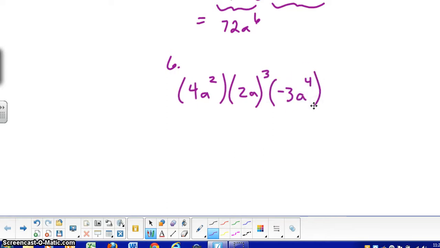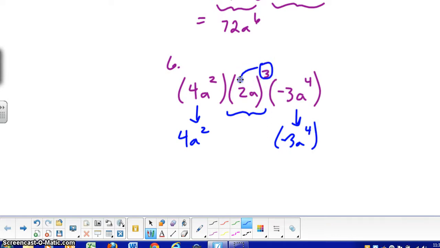We have 3 different things, and what makes this tricky is that we have this right here in the middle, where the 3 is attached to both of them. So I'm going to write this out with no changes here, and I'm going to write this out with no changes either. And then this one, as we know, this 3 is attached to both of them. So we have 2 to the third, which is 8, and a to the third. Now we have 3 separate parts, and any exponents on the outside of the parentheses I have already fixed. Now I can get down to what we were just doing on the last 5 examples.